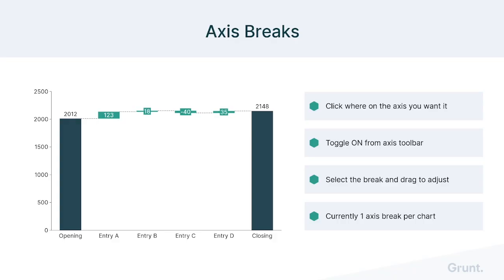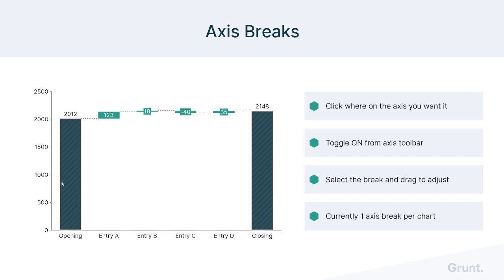This is an example of a chart that could probably use an axis break. As you can see, the leftmost and the rightmost columns take up a lot of space visually, but we really want to just focus our attention to what's happening up here, with the delta change from opening to closing.